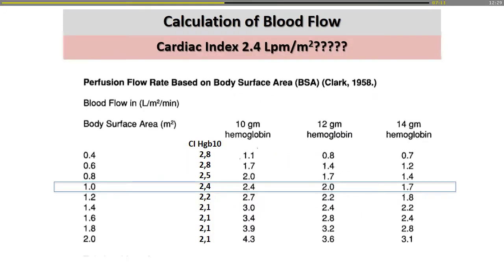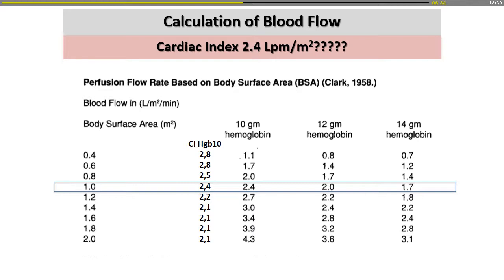I looked at the cardiac index of 2.4, and I thought, where the heck did they get 2.4? I'd like to find this out. So I started surfing through the net, putting in cardiopulmonary bypass, cardiac index 2.4, and I found this table from 1958, from a Dr. Clark. What he has shown is that if you're a patient with 1 meter squared, you have a 2.4 cardiac index. What we've lost over the years is that he correlated that to a hemoglobin of 10. That has been lost, but we've kept the 2.4.